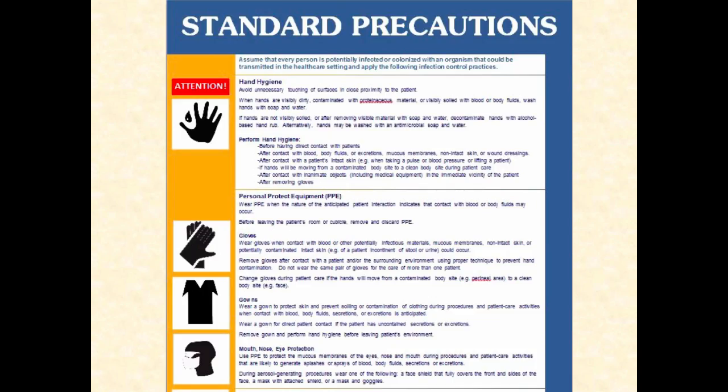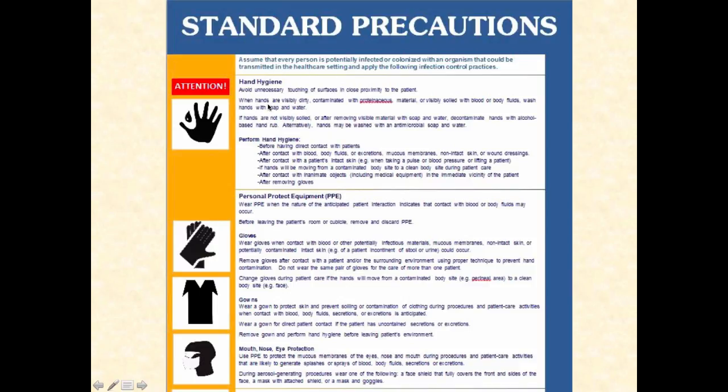So, standard precautions. The idea is we are assuming that every person we come in contact with is potentially infected or colonized with an organism, and that it can be transmitted. So we just assume everyone has an infectious disease, and we take very standard precautions to prevent the spread. Okay? And there's two key components to standard precautions.